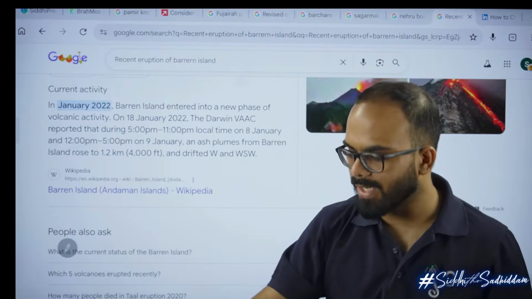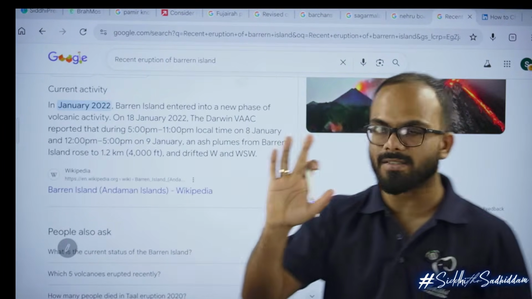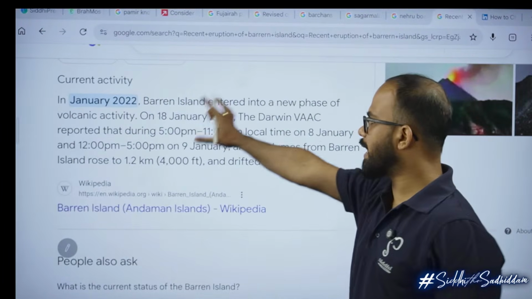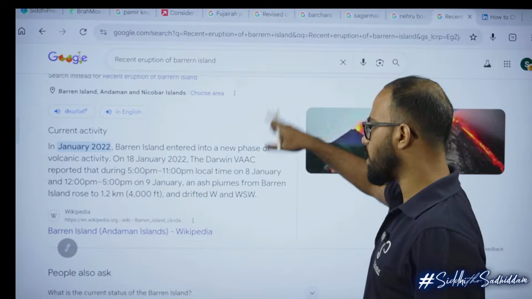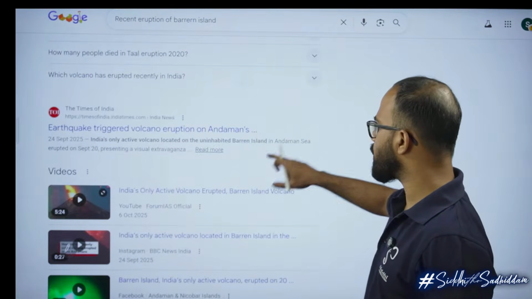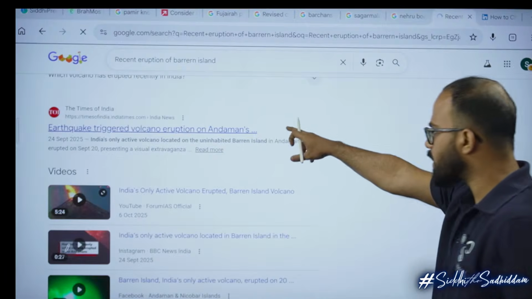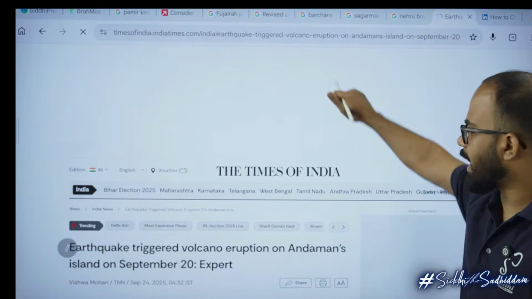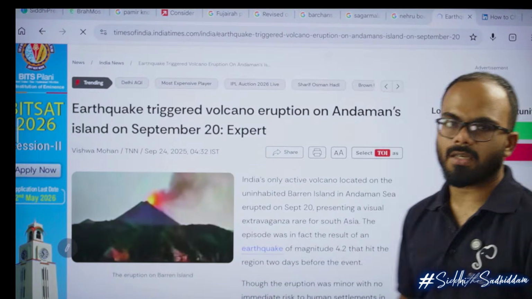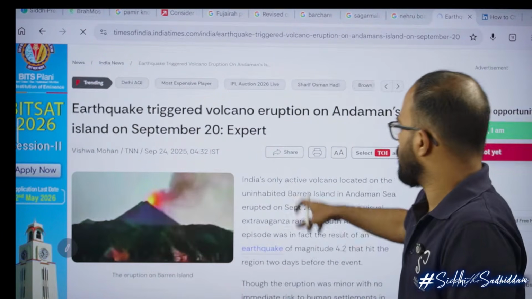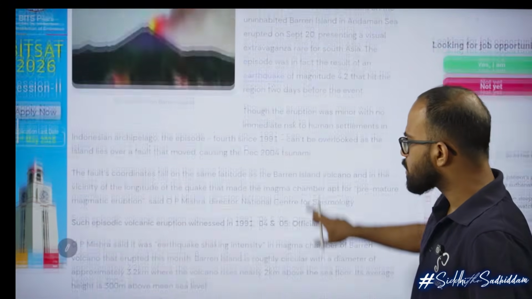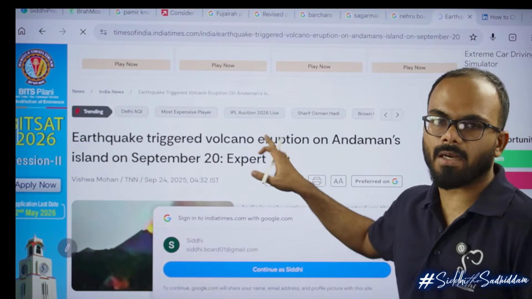In volcanic activities and all, 3 years, 4 years is definitely recent, okay? So they can also ask you when was the last eruption. In 2022, there was a new phase of volcanic activity that started, and if I'm not wrong, eruption also happened. Yes, even in 2025. Very recently, as recent as September 2025, which means after the completion of your tier 1 itself. An earthquake has triggered an eruption, Barren Island has erupted, so questions on Barren Island are possible.